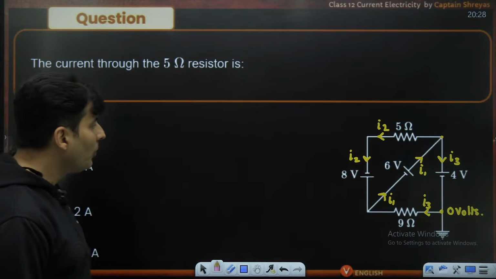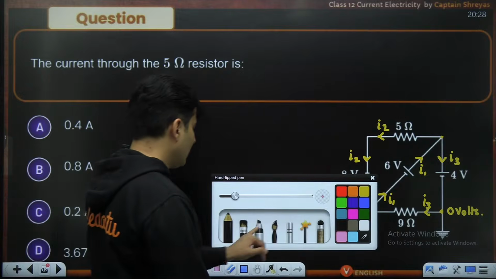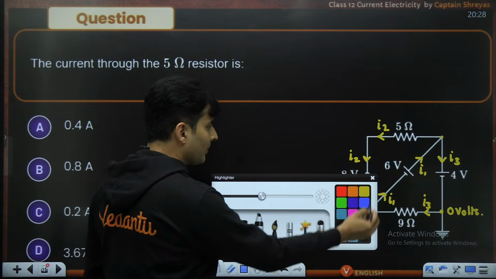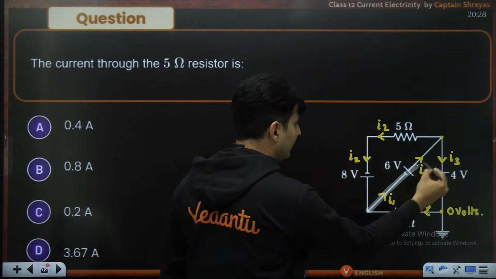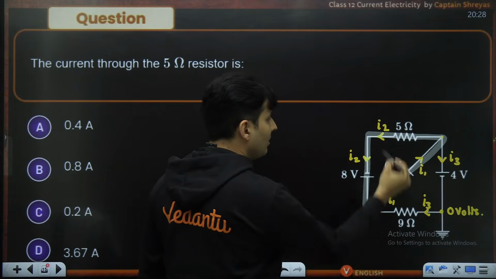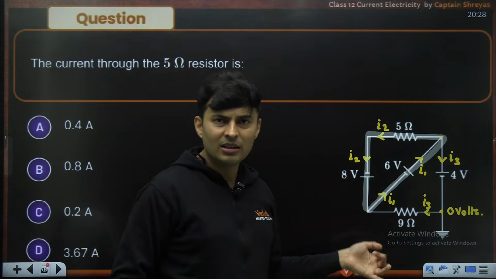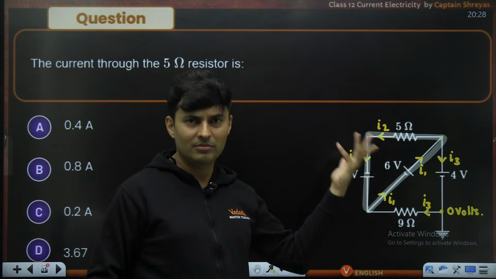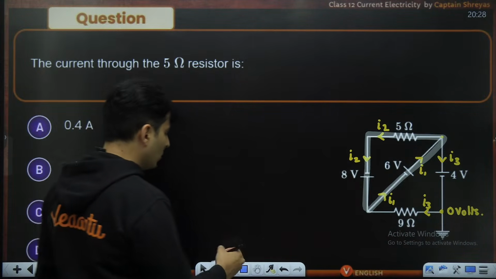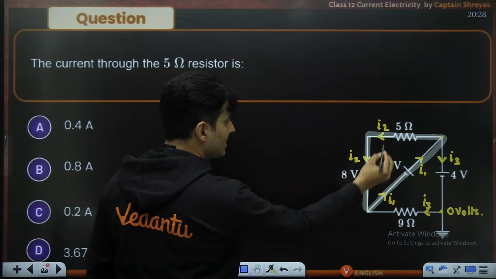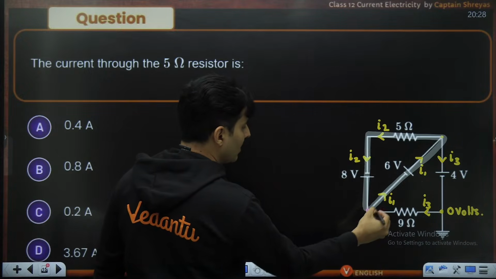Which loop should I take? I have multiple choices. As I can see, the best choice will be to go like this and come back over here, because I need this I2. Why would I travel there? Doesn't make sense, right? So I will go across that resistor and see what happens. Let's say I start from here.